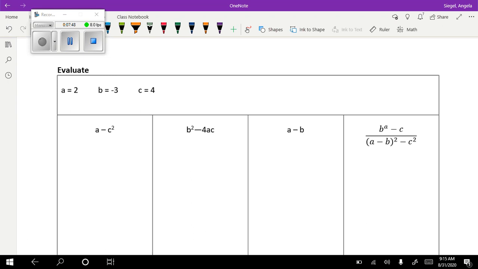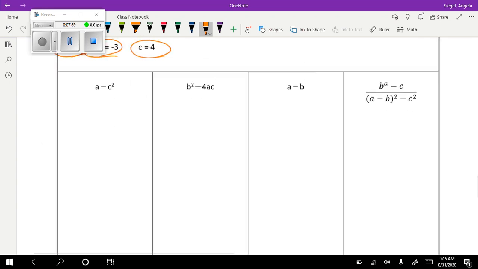Okay, so now we're going to go on to evaluate. We're just going to use the values that they give us for A, B, and C, and plug them in. I think you could probably do this on your own, so go ahead and do it, and we'll check back with each other in a second.